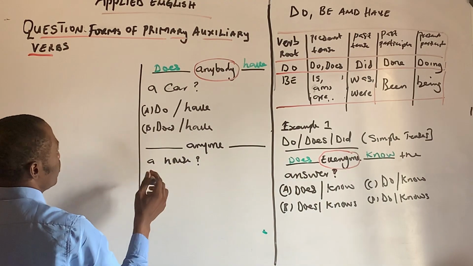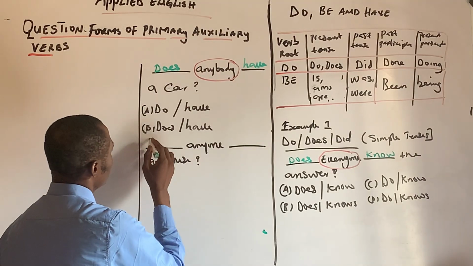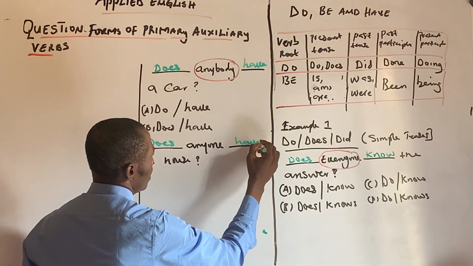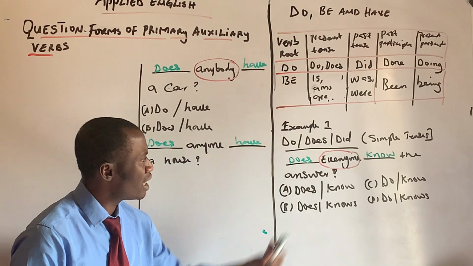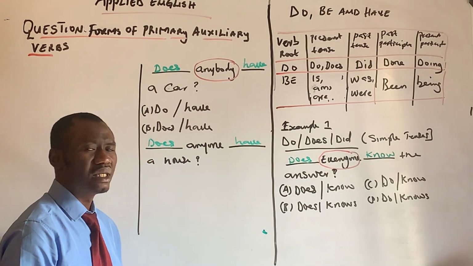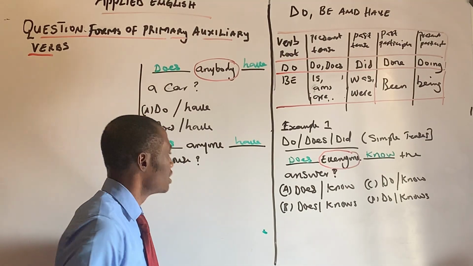Now, let's use this to fill it in. What will be here? This will be does again. Does anyone have a house? All right. Now, this is always seen in simple tenses. We can say simple present tenses.